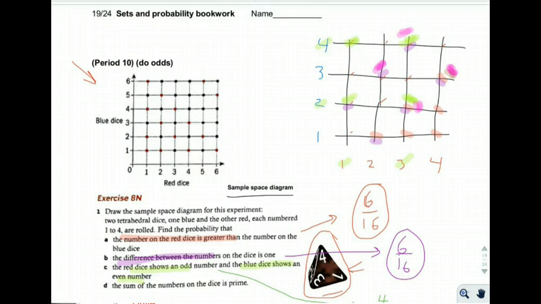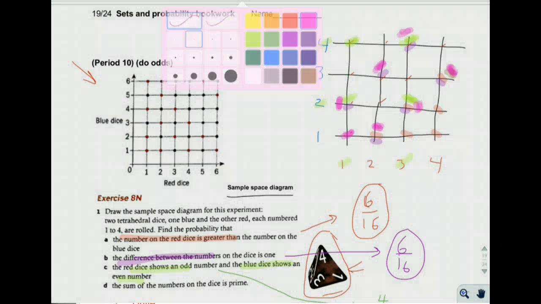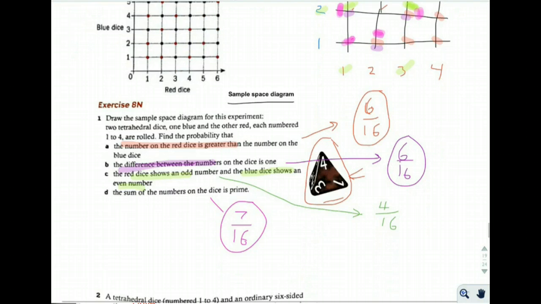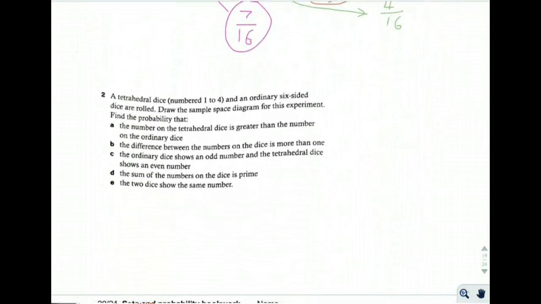What about things that add up to 3? 1 and 2? What about things that add up to 2? 1 and 1. And is that pretty much it, I think? Yeah, so that's 1, 2, 3, 4, 5, 6, 7. 7 outcomes, and 16 total different outcomes. Okay? Alright, now we'll go to number 2.